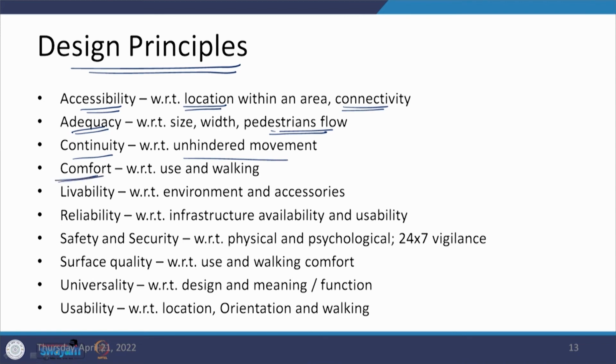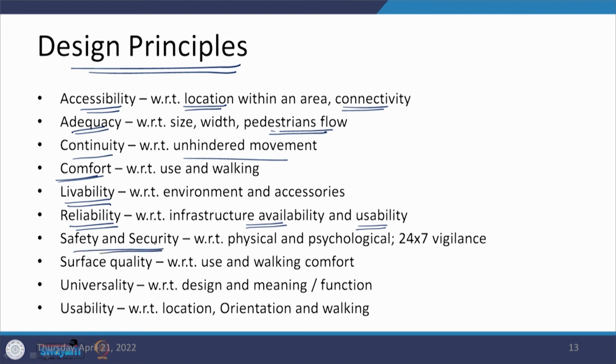Comfort in terms of the use, obviously walking, and livability of the area: whether it is improving that particular aspect also, in terms of the way the environment looks or the type of things being provided along with the facility, which makes it more livable, in the sense that pedestrians are not simply utilizing it for their movement to and fro, but there are some other things also which can be utilized by them when they use these facilities. Reliability of the facility is another important thing. If the people do not have reliability, in the sense that the infrastructure being provided is available throughout and at the same time is also usable throughout, then the people will not be interested in using those facilities.